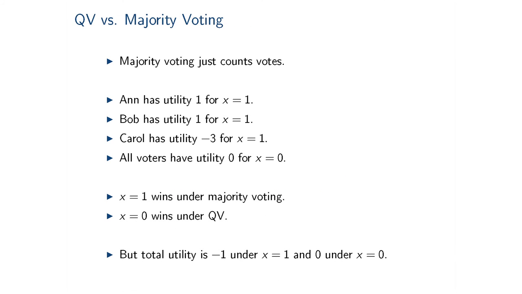So, okay, now majority voting, does majority voting have this nice property? Well, that the thing that maximizes the sum of utilities is going to win the election. It's very easy to see that it doesn't have this property. So just imagine Ann, Bob, and Carol. Ann and Bob both have a utility of 1 for the option that they like. Carol has a utility of -3. According to majority voting, option 1 wins, but option 0 should win according to utilitarianism, because the sum of utilities is bigger under option 0.